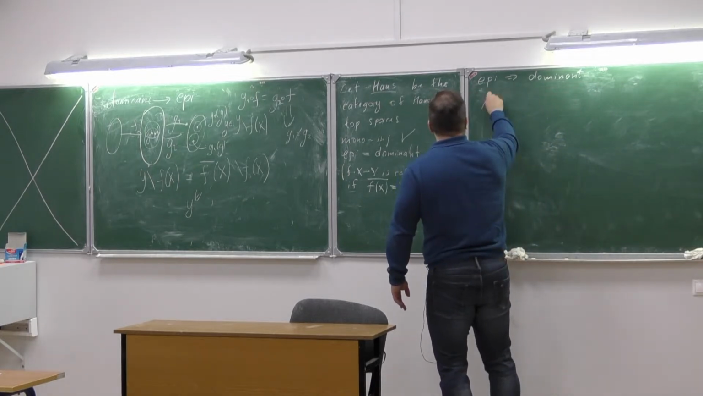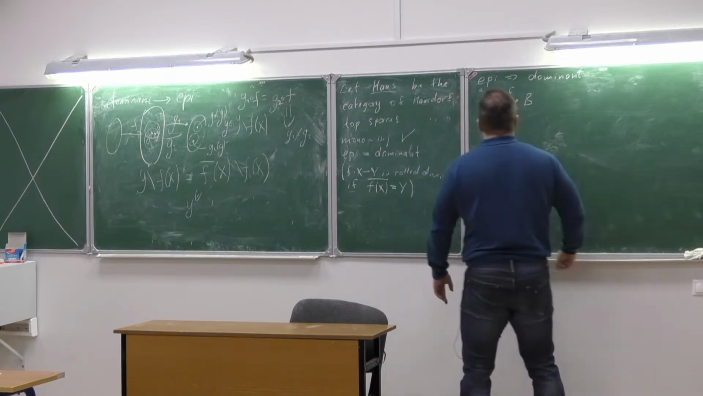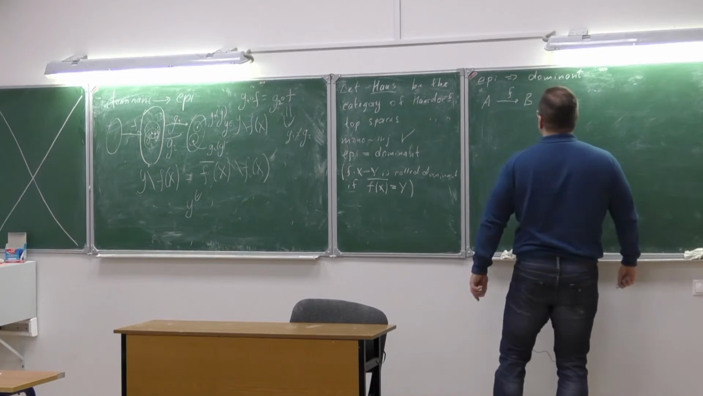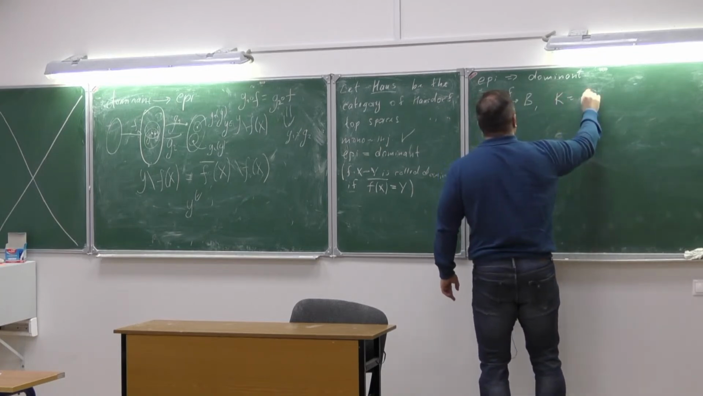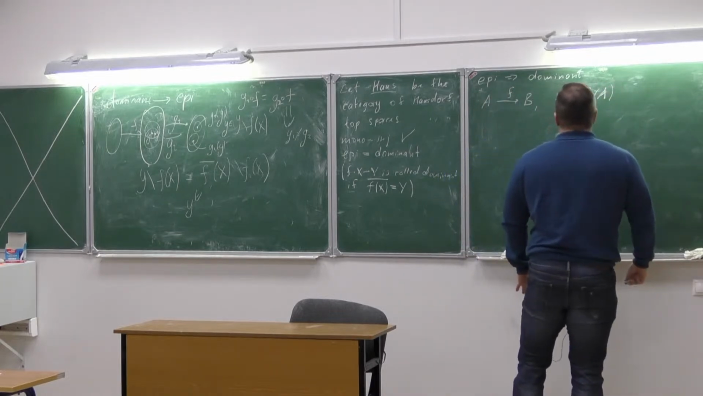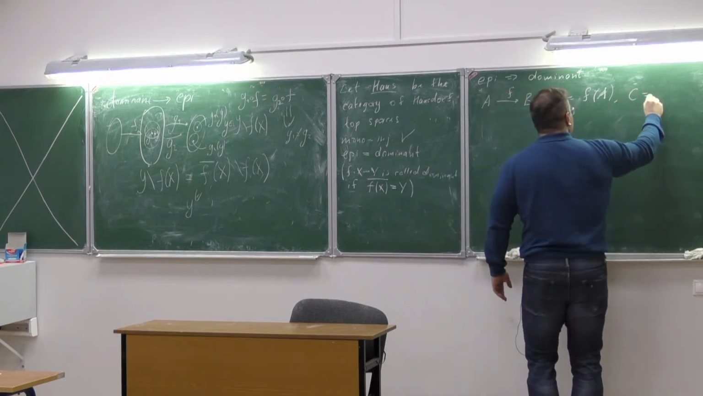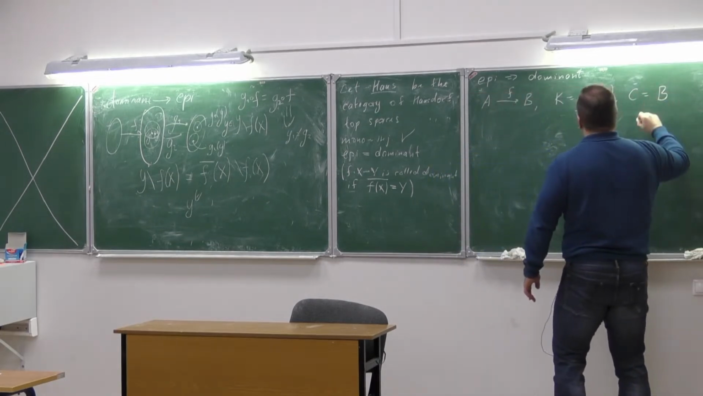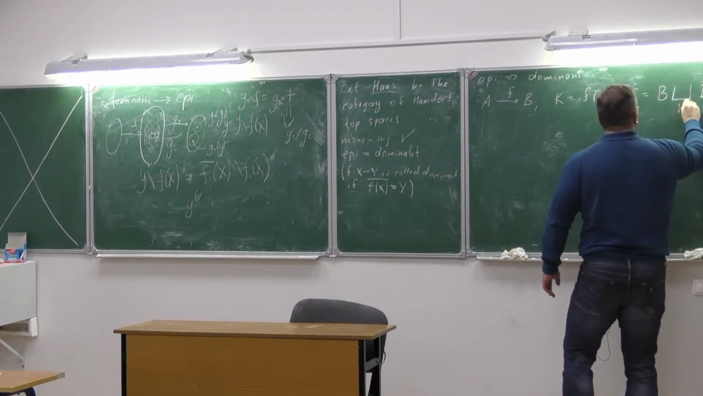Let us say that we have topological spaces A and B, and a continuous map F. These are Hausdorff topological spaces. Let's denote K to be the image. Then you can consider another space, maybe we call it C, and you take a copy of B, take another copy of B, and glue them together along K.